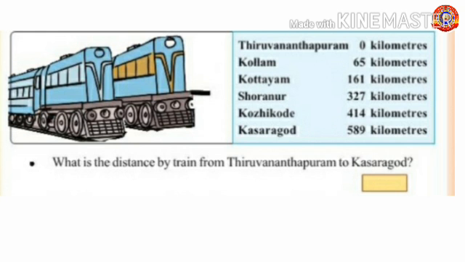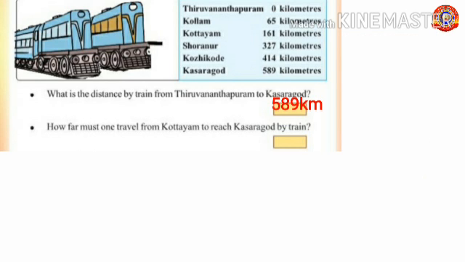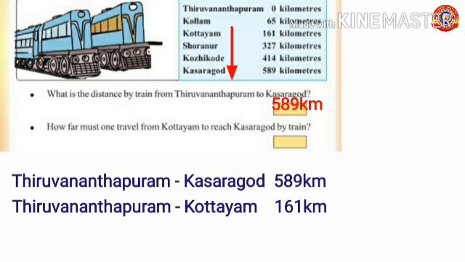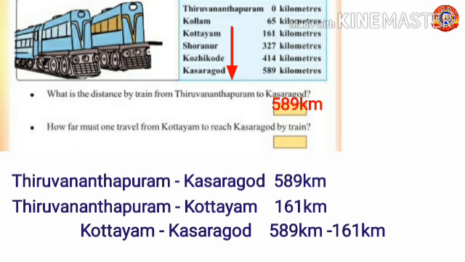What is the distance by train from Thiruvananthapuram to Kasaragod? Yes, 589 km. How far must one travel from Kottayam to reach Kasaragod by train? See, the distance from Thiruvananthapuram to Kasaragod is 589 km. And the distance from Thiruvananthapuram to Kottayam is 161 km. To find out the distance from Kottayam to Kasaragod, subtract 161 km from 589 km.